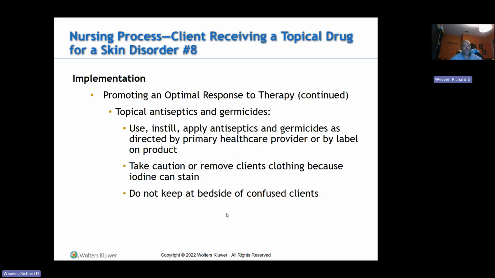Right. We also do not want to keep the medications at the bedside because with confused patients, they may use it the wrong way. In other words, or try to use it and cause harm to themselves.